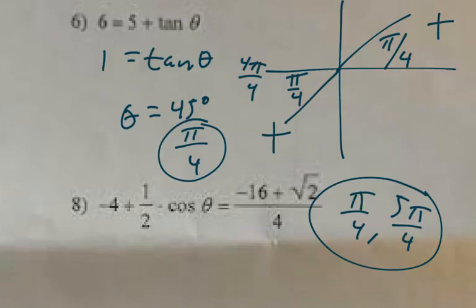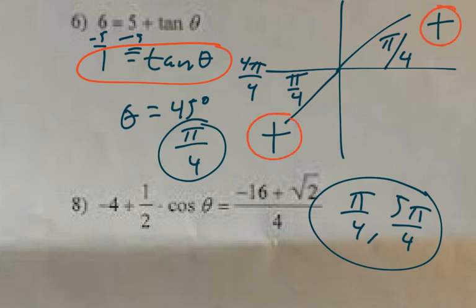Number 6, I would solve by subtracting 5 from both sides. So tangent is supposed to be 1. Where is tangent 1? That's where sine and cosine are the same, at 45-degree angles, right? Well, tangent is positive in quadrant 1 and quadrant 3. Again, you should be able to just look at your unit circle, and you will know the answer is pi over 4, and pi over 4 into the third quadrant is 5 pi over 4.